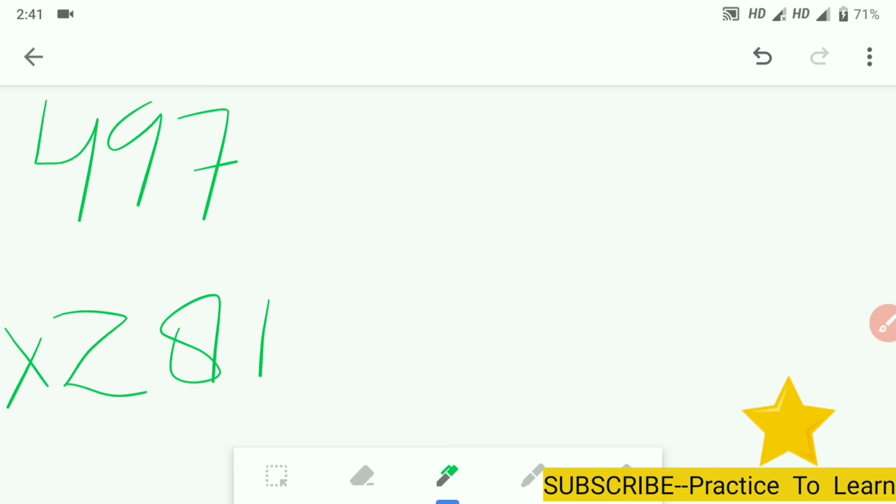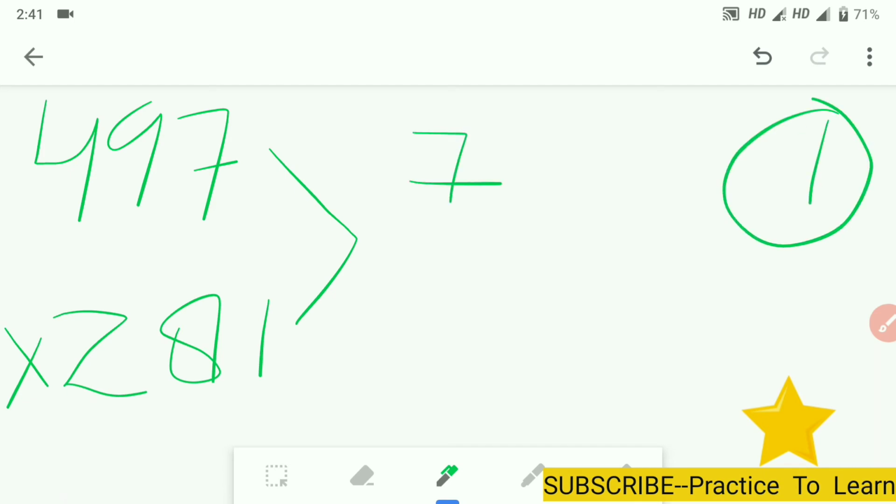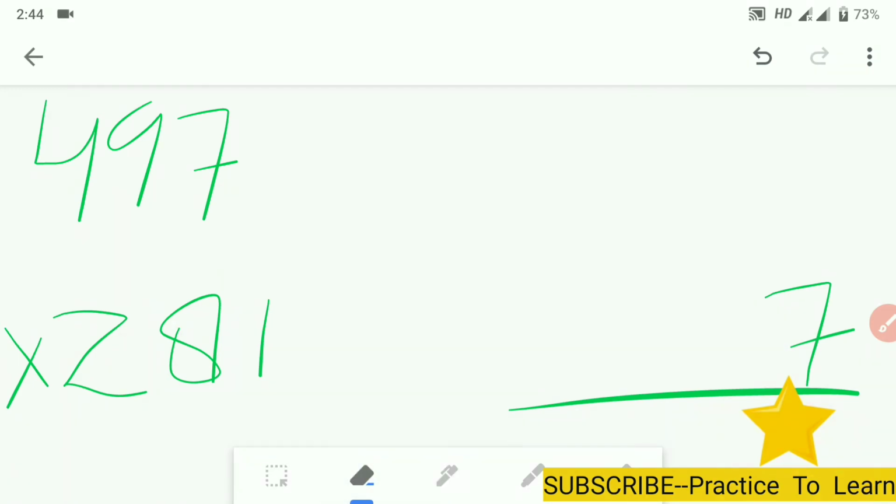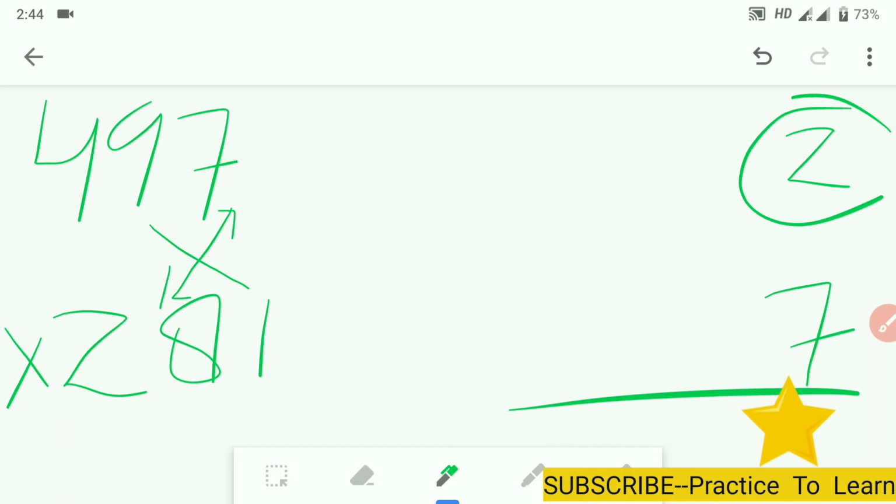The first step, we multiply 7 with 1. In the first step we get 7 into 1, as 7 ones are 7. So we write here at the ones place 7. In the second step I'll be erasing this. Now guys, in step number 2, we multiply 9 with 1 and 7 with 8 this way. 9 ones are 9, we add that with 7 eights are 56. So 9 plus 56 equals 65.